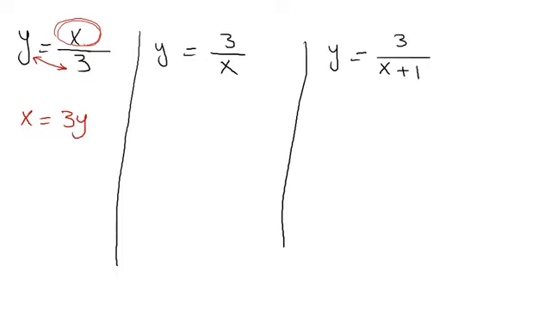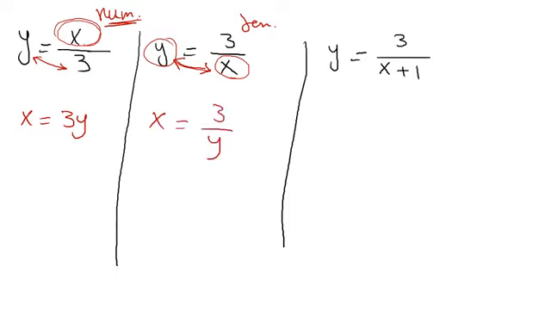But if x is in the denominator, so in the first case here, x is in the numerator, in the second x is in the denominator. In case of x in the denominator, you are going to switch, flip, but switch is better. It's a switch between x and y. So I'm going to write that x is equal to 3 over y.